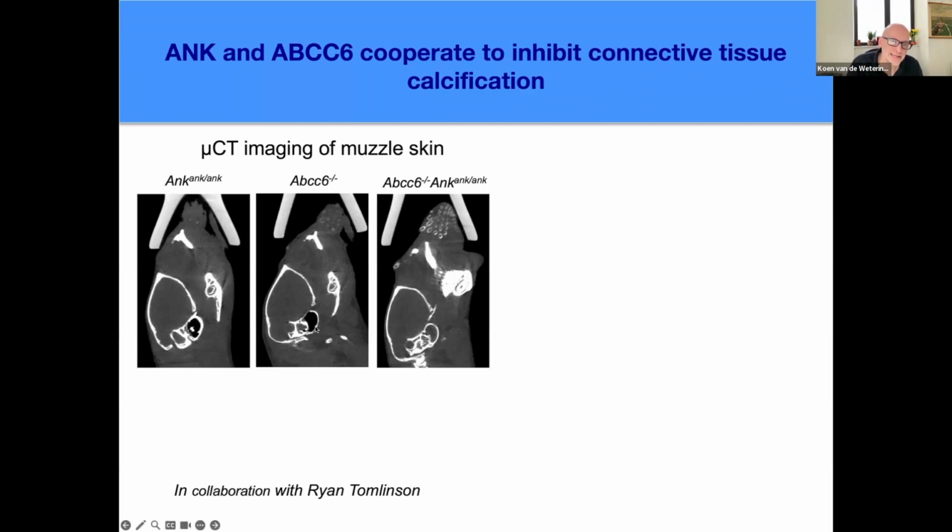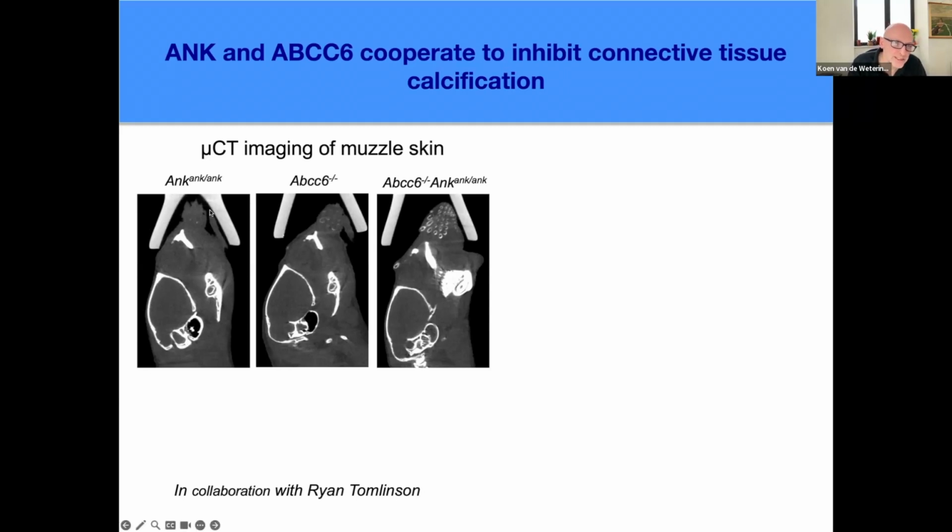And what you can see here, this is the head of a living mouse. You can see the white here, that's the skull of the mouse. And this is the mandible. And here you have the nose cone, because these animals are under anesthesia when we image them.